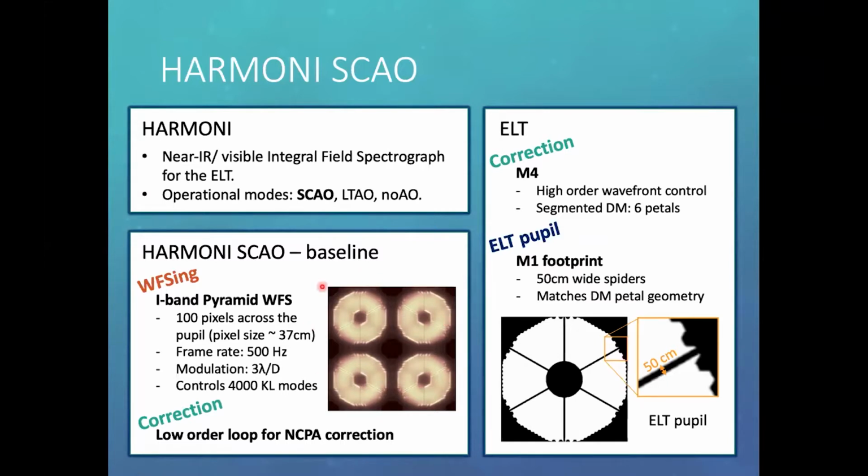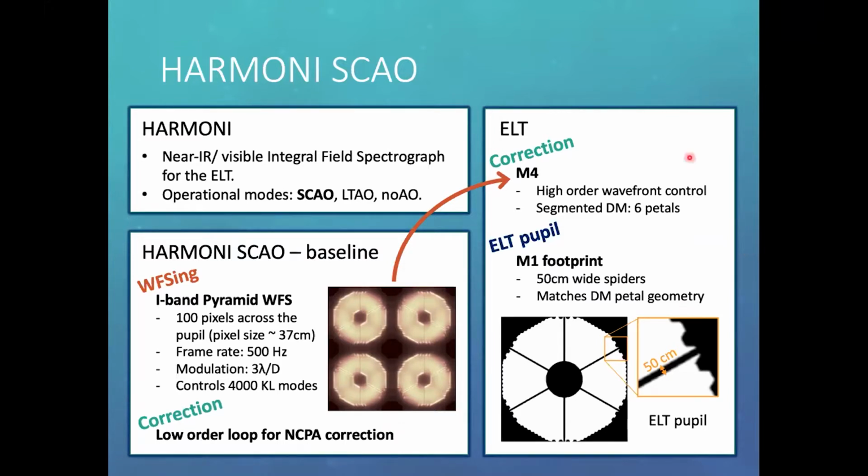So with this visible wavefront sensor, we'll be controlling around 4,000 modes, and that will be controlled through the M4, so the ELT deformable mirror. And as well as this main AO loop, we also have a lower order loop, which is part of the HARMONI instrument and is designed for NCPA correction, so that we can operate with a flat wavefront on the pyramid whilst optimizing for the science.